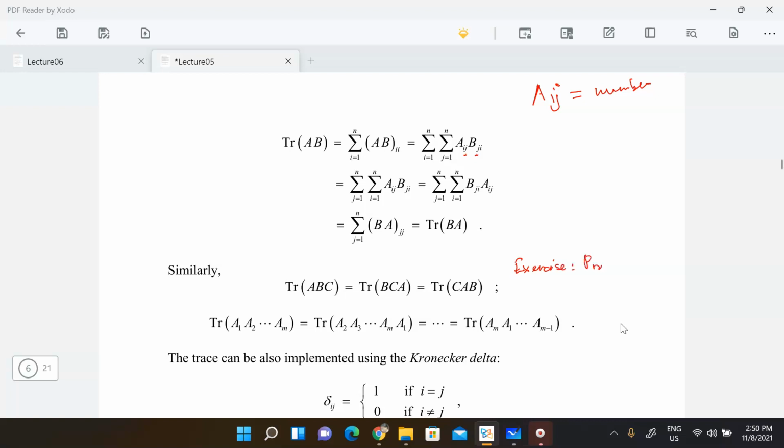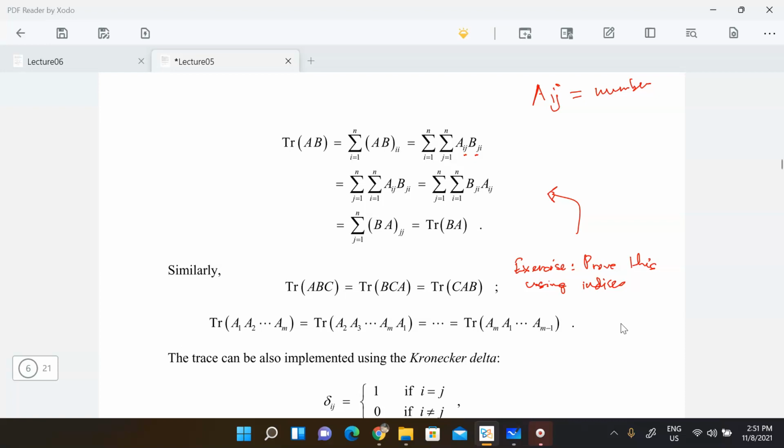Prove this using indices like over here. Okay, and you are not just limited to the product of three matrices. You can do a cyclic identity again for any number of matrices.